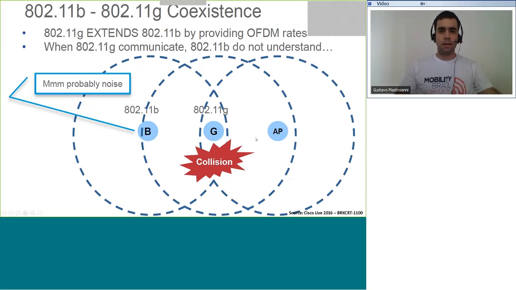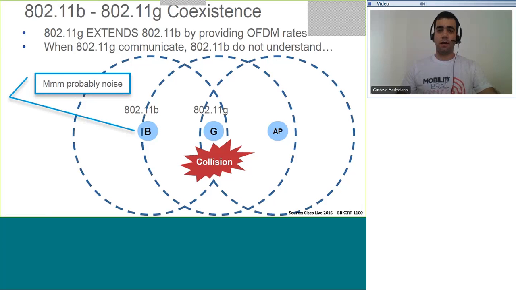Now I'm going to talk a little bit about the coexistence of 802.11b and 802.11g. All right. Nowadays we don't see these devices and APs as much as we did in the past. Mostly nowadays we use 802.11n and AC, but there are some out there. So first we need to know how it works.